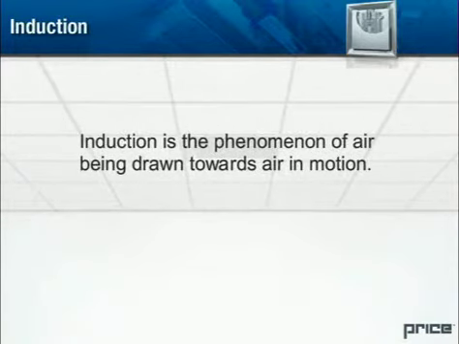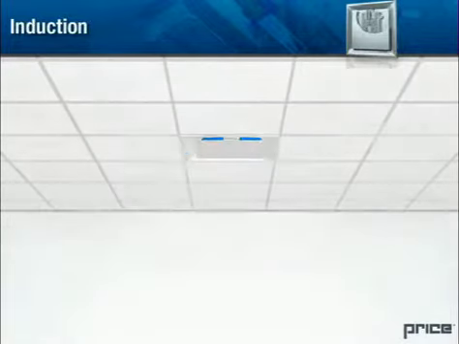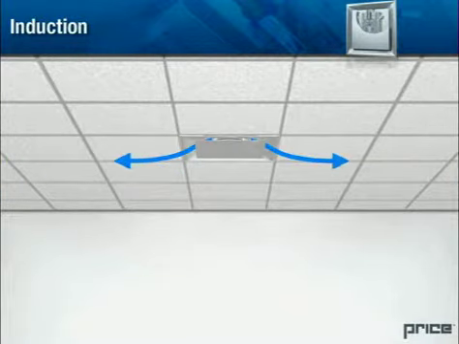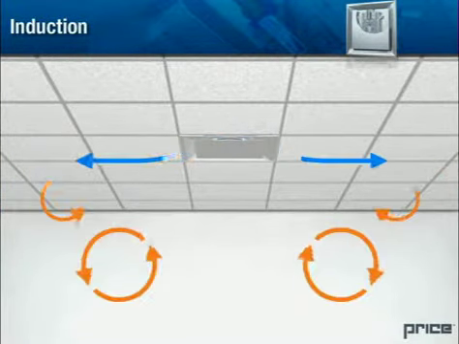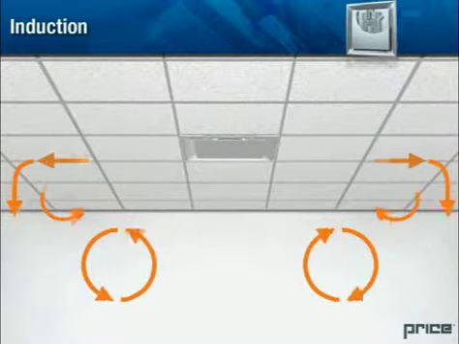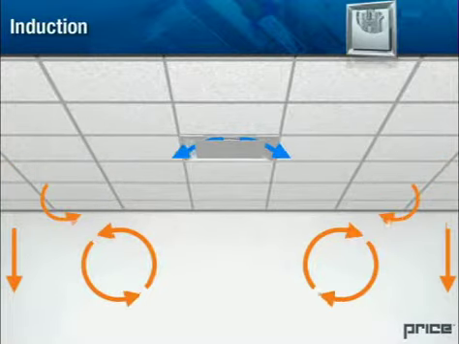Induction. Induction is the phenomenon of air being drawn towards air in motion. As the speed of air movement increases, the static pressure in the zone decreases, pulling the surrounding air towards it. Induction is important to the performance of mixing systems. It's the high-velocity discharge that draws in room air and mixes it with the supply air. A high-performance mixing diffuser will have, among other characteristics, a high discharge velocity.